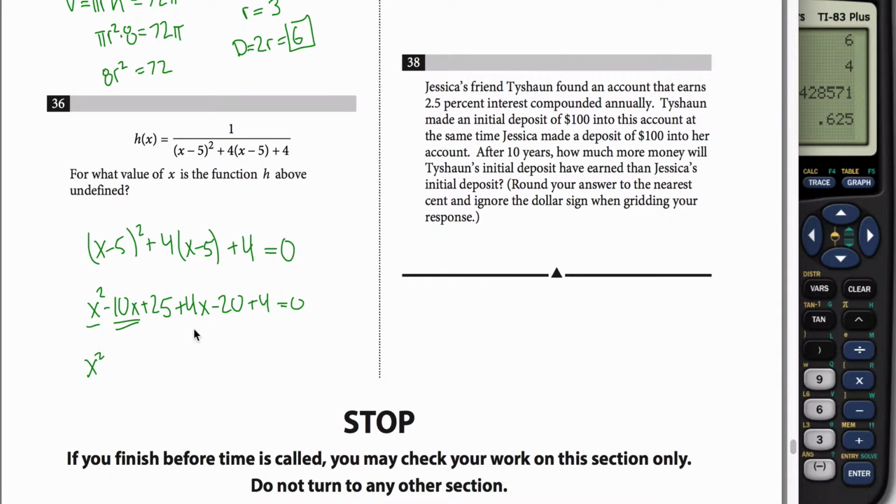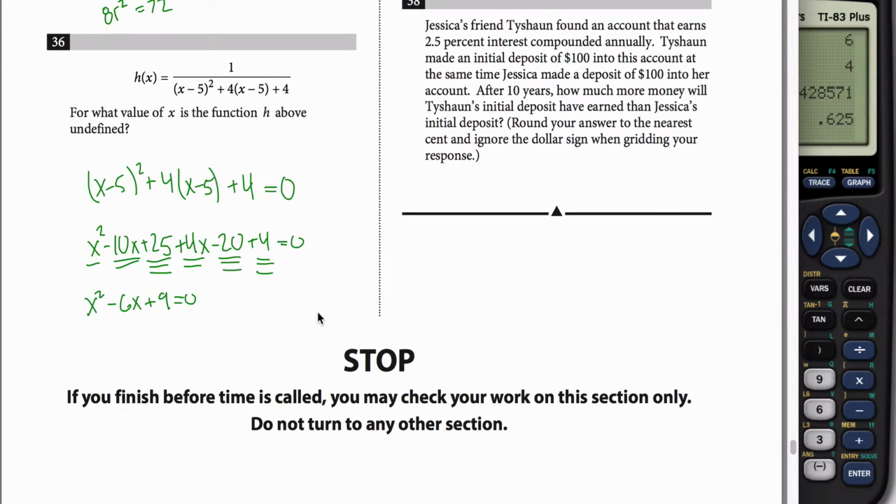As far as x's, I have negative 10 of them there, but positive 4 of them there. So that nets out to negative 6x. And then as far as constants, I have 25 minus 20. So now I'm a net of positive 5 plus 4 more. So that gives me 9. So the equation I have is x squared minus 6x plus 9 equals 0.